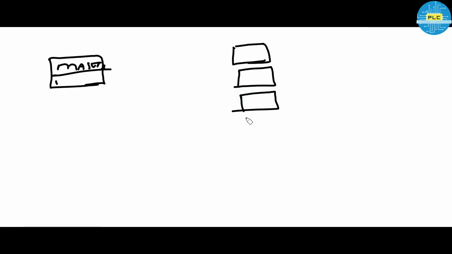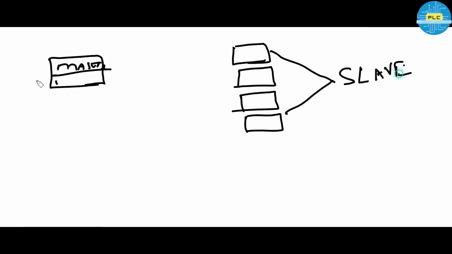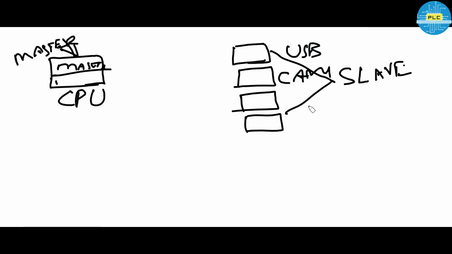Here is a main device called the master device. We call it a master, and it is connected with multiple devices called slaves. This one is the master. For example, in a laptop, we take the CPU, and multiple devices, for example USB, camera, mic, audio. These are all called slaves.